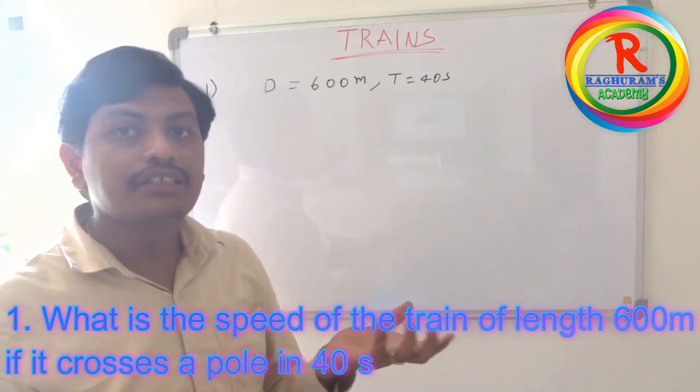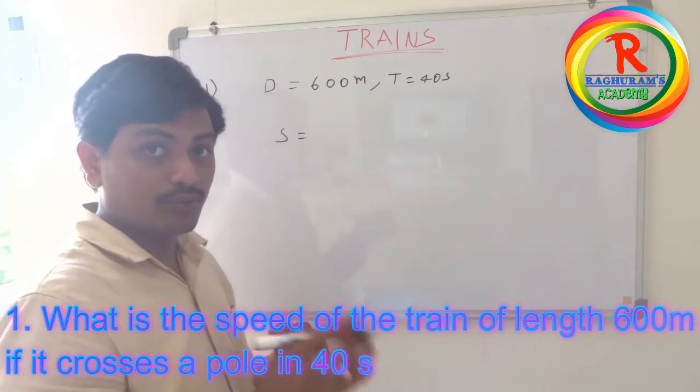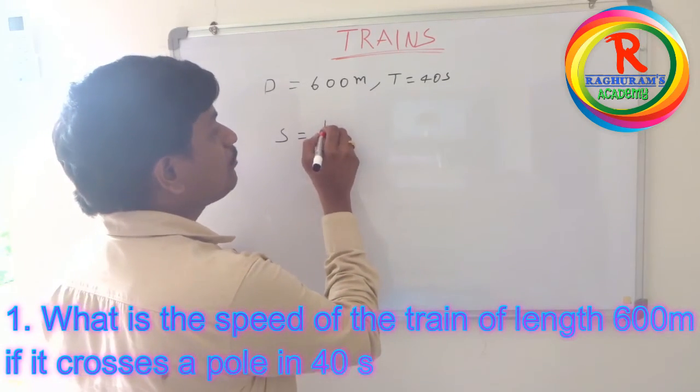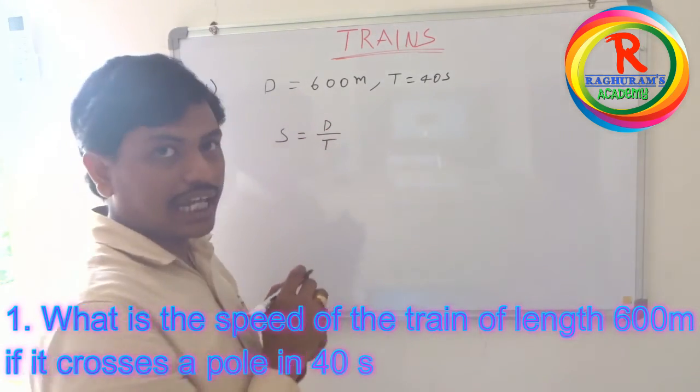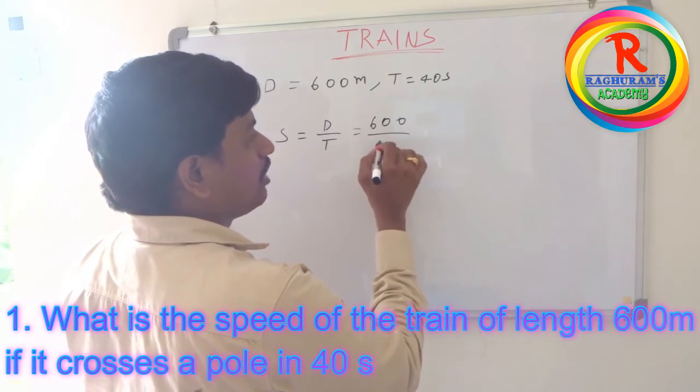What do we need to find? The speed. So we know the speed formula, nothing but distance by time. What is the distance here in this case? 600 meters by 40 seconds.